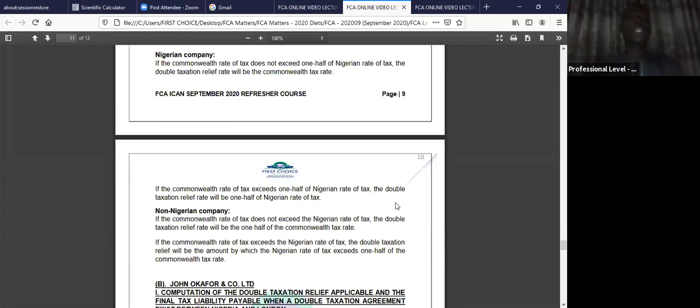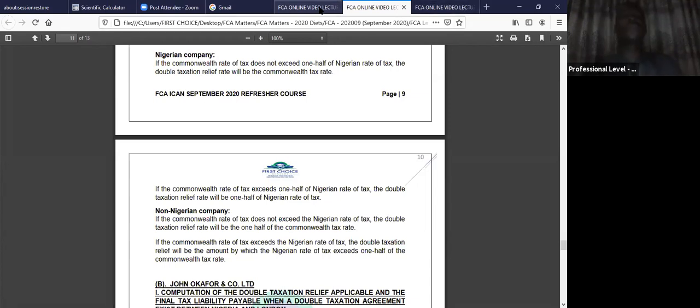Then for a non-Nigerian company, if the Commonwealth rate of tax does not exceed Nigerian rate of tax, the double taxation relief will be 1/2 of the Commonwealth tax rate. Otherwise, if it exceeds, the double taxation relief will be the amount by which Nigerian rate of tax exceeds 1/2 of the Commonwealth rate of tax.